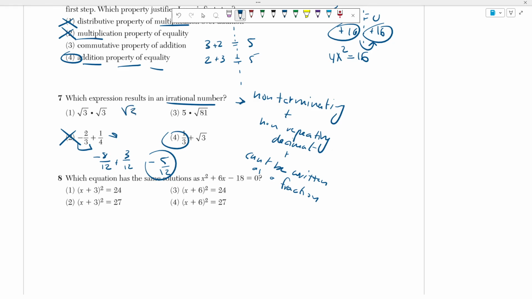Choice 1, radical 3 times radical 3 is the same thing as saying radical 3 squared. Whenever you have a square root and a square, they cancel each other out, and the answer is 3. So 3 does not have a decimal, so its decimal terminates, right? It ends right here, 3.0. Same thing with number 3, 5 times radical 81. Radical 81 is 9, so 5 times 9 is 45. 45 does not have a decimal.